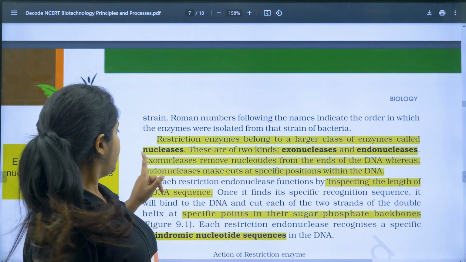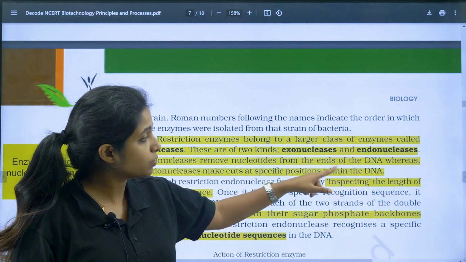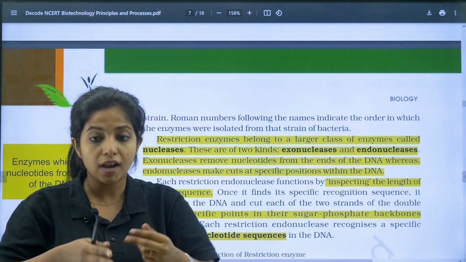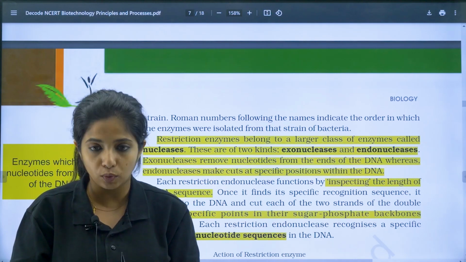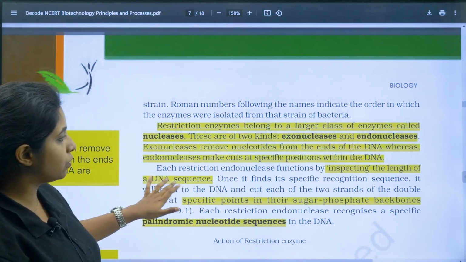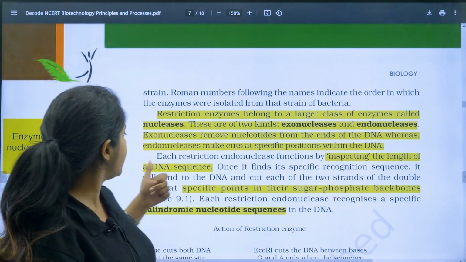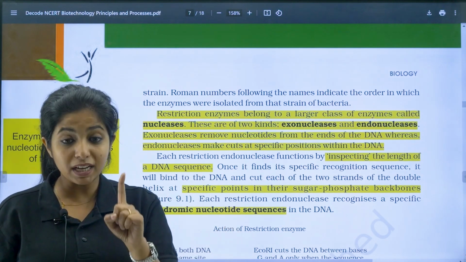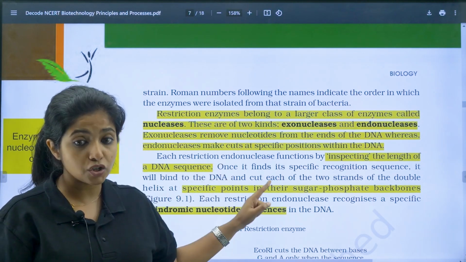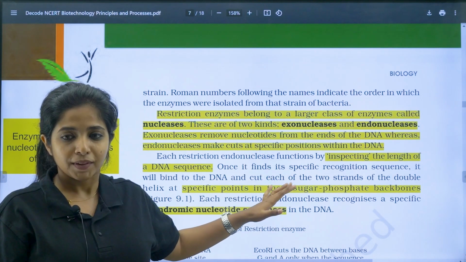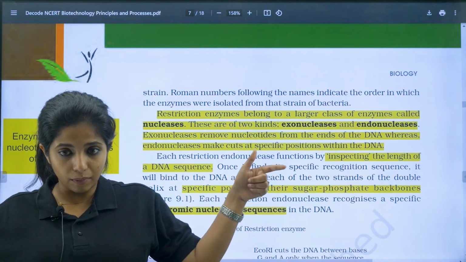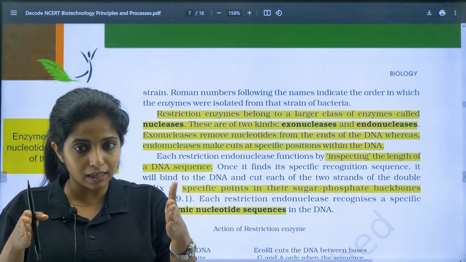Endonucleases make cuts at specific positions within the DNA itself, and that is known as endonucleases. Now, each restriction endonuclease functions by inspecting the length of a DNA sequence. How do they work? Please remember, these are very important steps. They can ask you how they work, so you have to tell. Restriction endonucleases cut from the middle, at a specific position within the DNA itself.